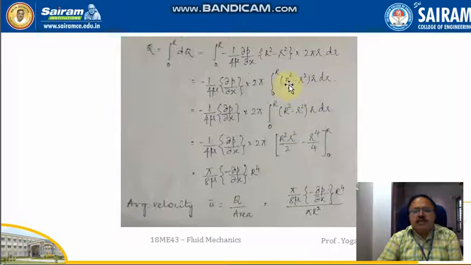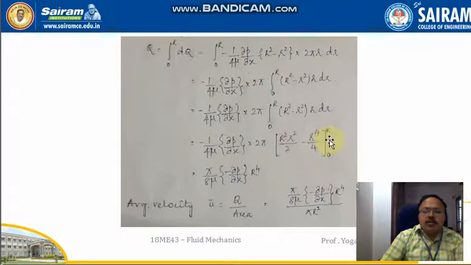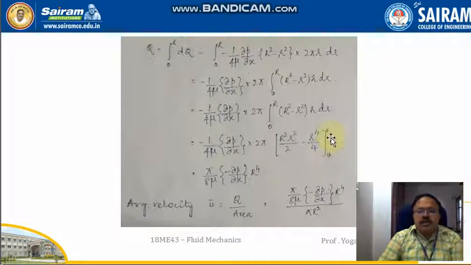So integration of R square into small r. The radius of the pipe is not changing, so it is kept constant. Keeping R square constant, integrating small r, we get r square by 2. Then here we have minus of integration of r square into r, that is integration of r cube, we get r to the power of 4 by 4, with the limits 0 to capital R. Then simplifying, we get pi by 8 mu of minus del p by del x into R to the power of 4.